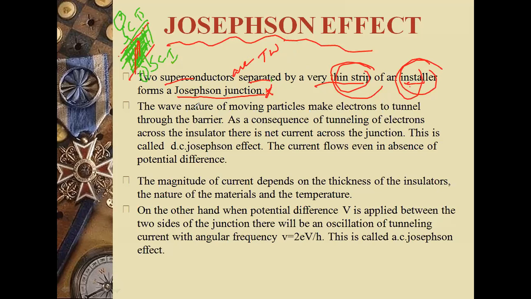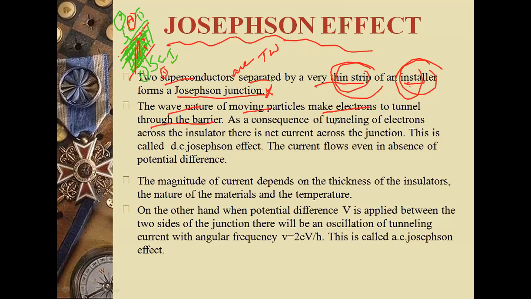What is going on here? The wave nature of moving particles makes electrons tunnel through the barrier. That means electrons pass through it and go from 1 to 2. That is called tunneling. They tunnel through that.